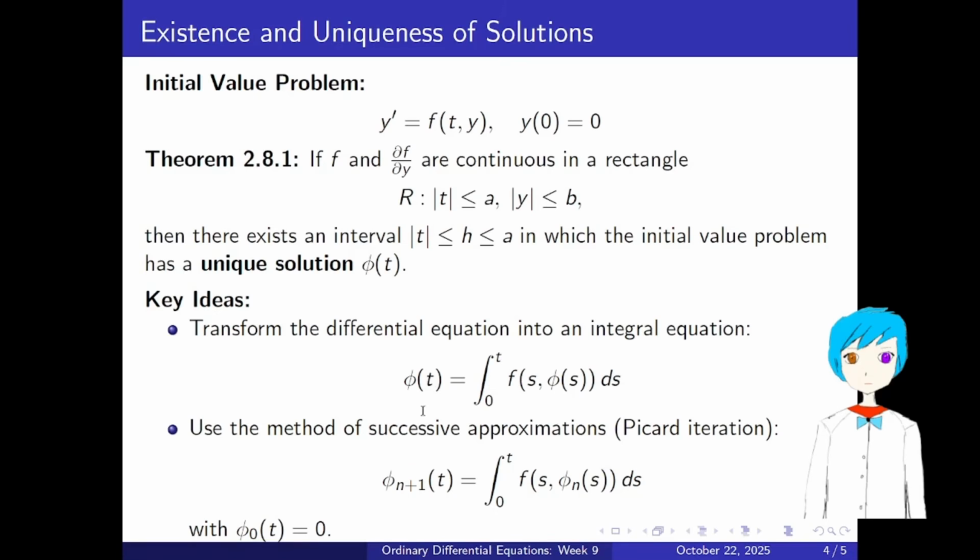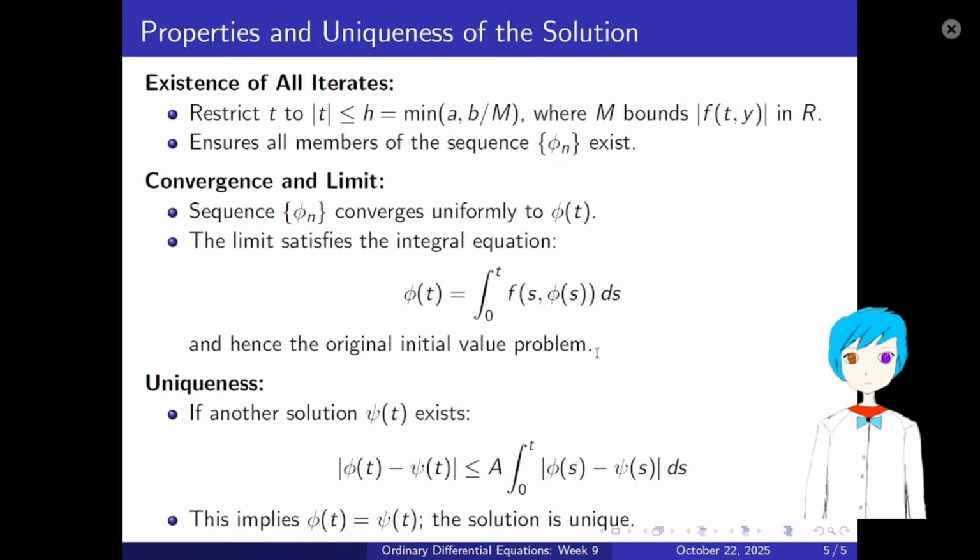And how do we find the solution? We set the initial guess phi 0 equal to 0, and then we use the Picard iteration to approximate the solution. Because both f and the derivative of f are continuous, we may impose some uniform boundedness condition, and we may get a convergent function series based on the Picard iteration. So here, h, the interval on which the solution exists, may be smaller than the original a.